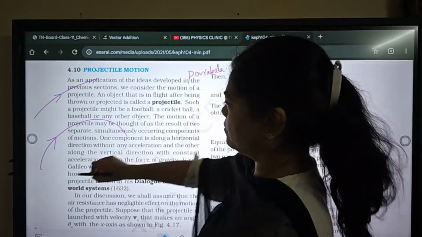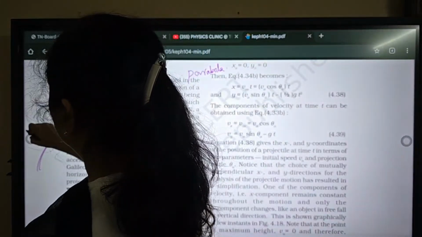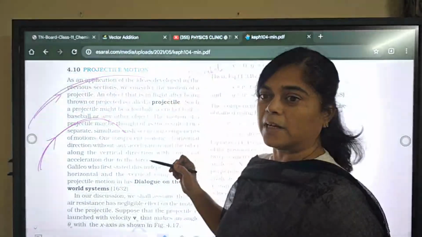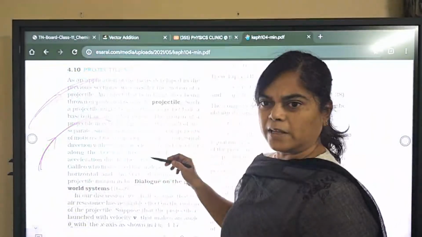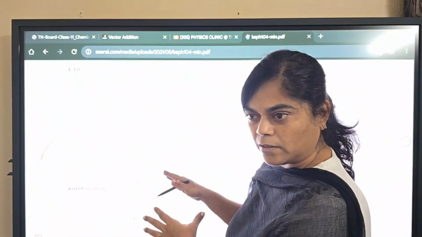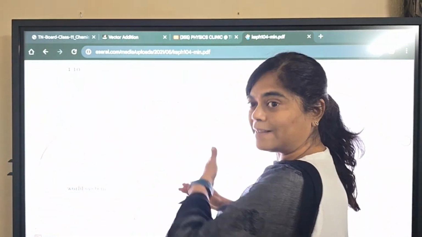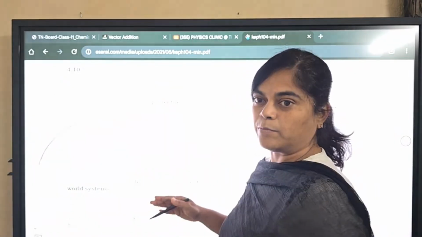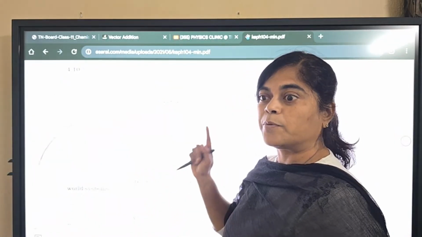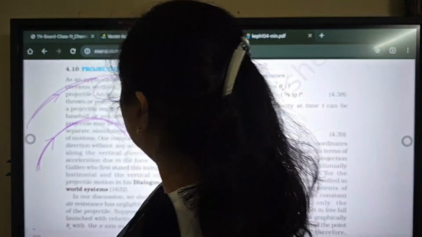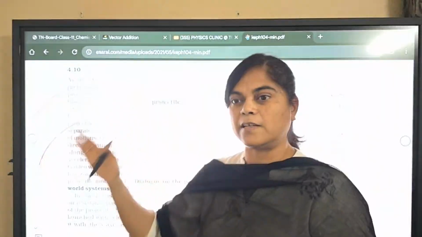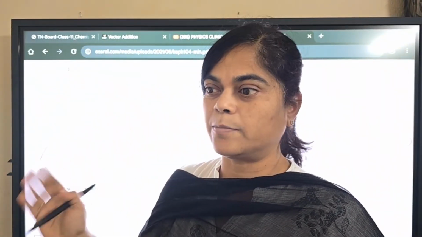A curve. A bullet shot from a gun, or if you throw a stone like this, it traces a path, a trajectory which is like a parabola. So what is the projectile? You know, right? What is called a projectile? This object is known as a projectile which flies in the air. So that is the projectile.